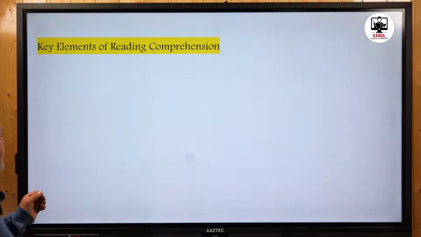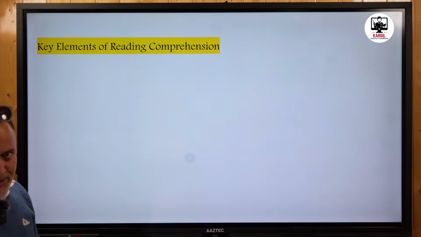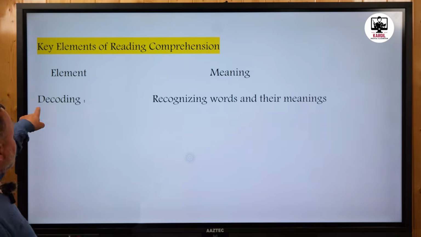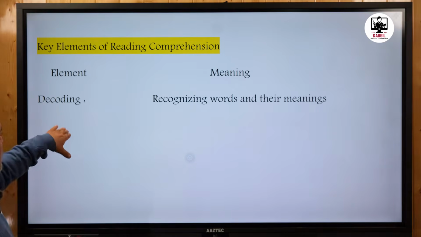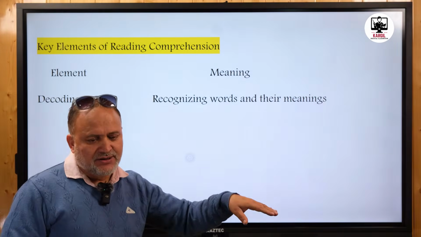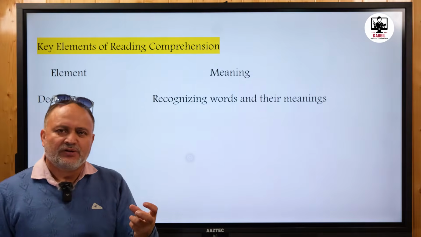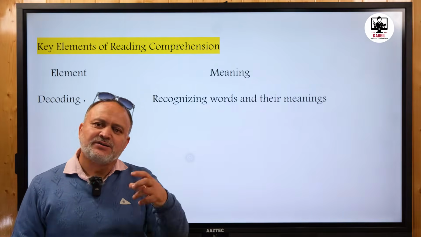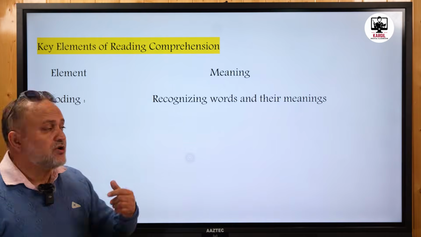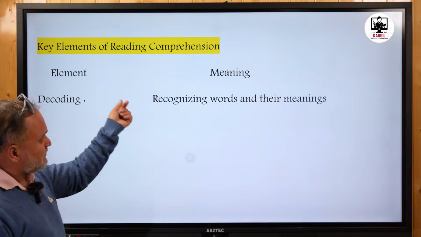So here we see the elements of reading comprehension. Once again, let's focus on what the elements are. First, decoding, which means recognizing words and their meanings. Sometimes we confront a word whose meaning in that very context will be different. So you need to know how to decode the word.